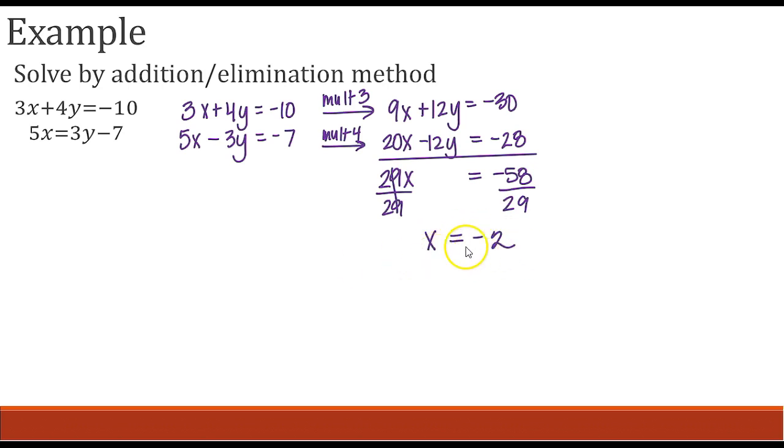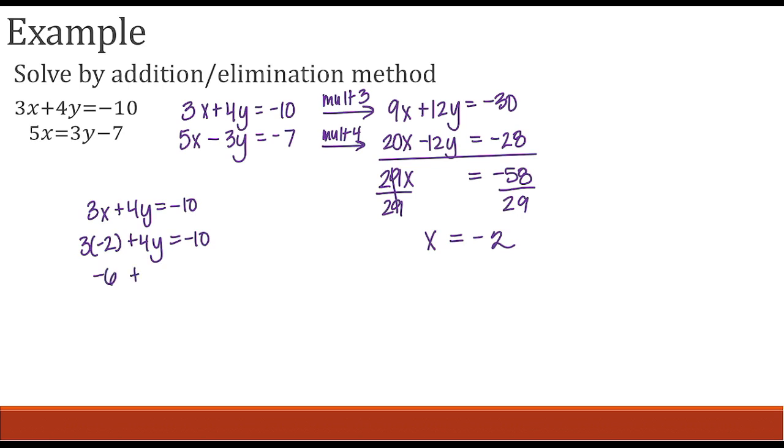And once we get one value solved for, we take that value, and just like the substitution method, we can plug it into any equation that has x's and y's. So either of these originals, we could, if we wanted to, even plug it into either of these equations that have both an x and a y involved. So I'm going to go ahead and plug it into this top equation here. So I have 3x plus 4y is equal to negative 10. So I'm going to plug in the negative 2 for x, plus 4y equals negative 10.